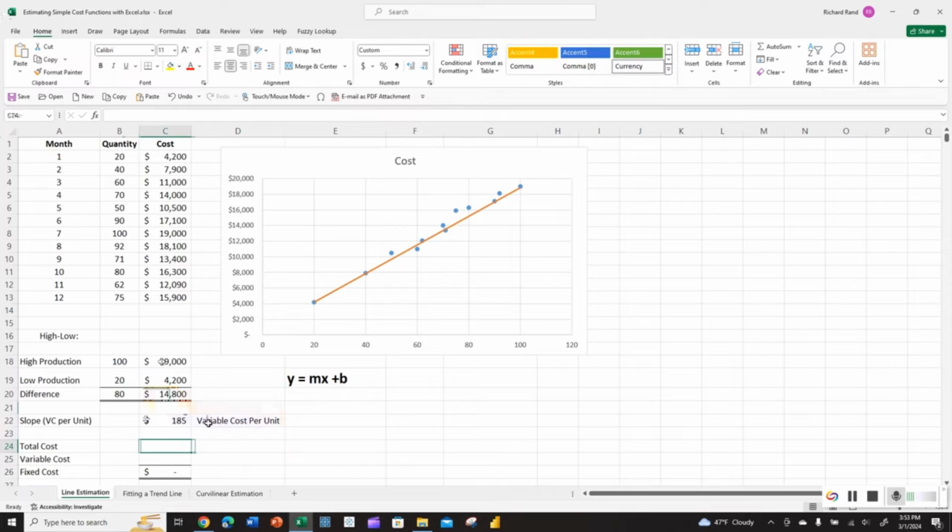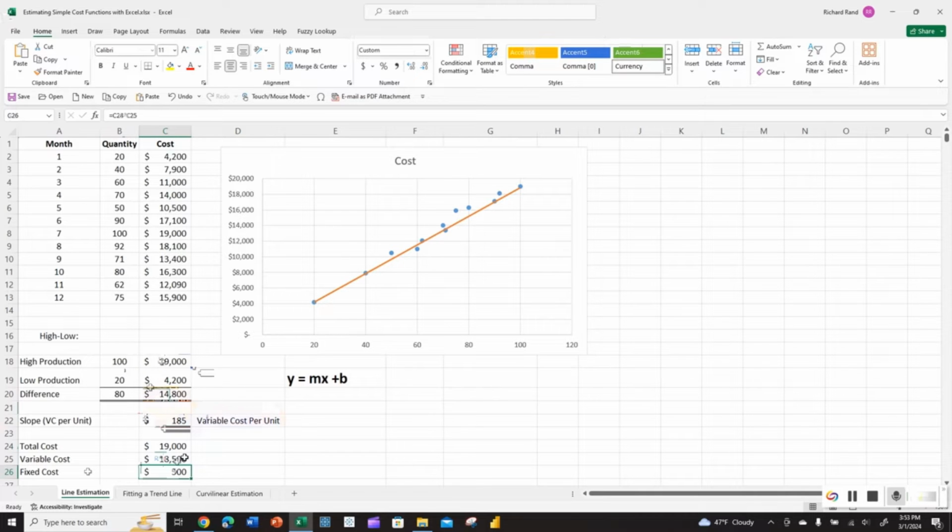Now, my total cost, since it was 19,000, is there. I'm going to use the high level. My variable cost is going to be my number of units of production times my variable cost per unit, and that's going to tell me that my fixed cost is $500.